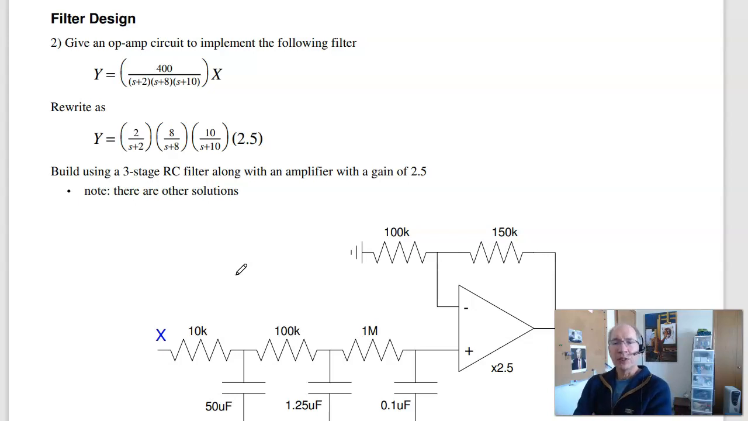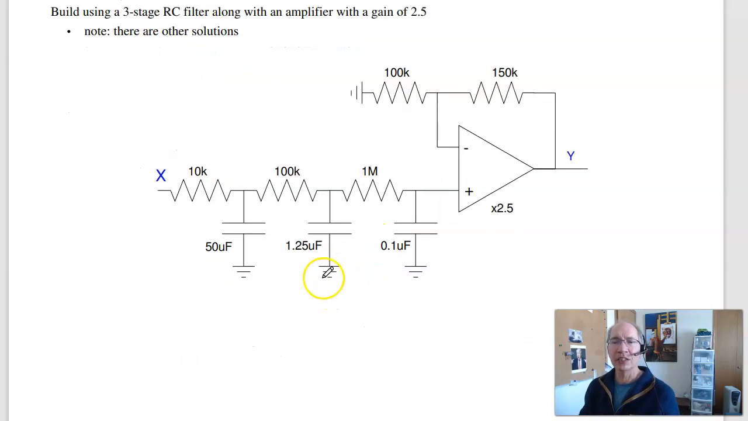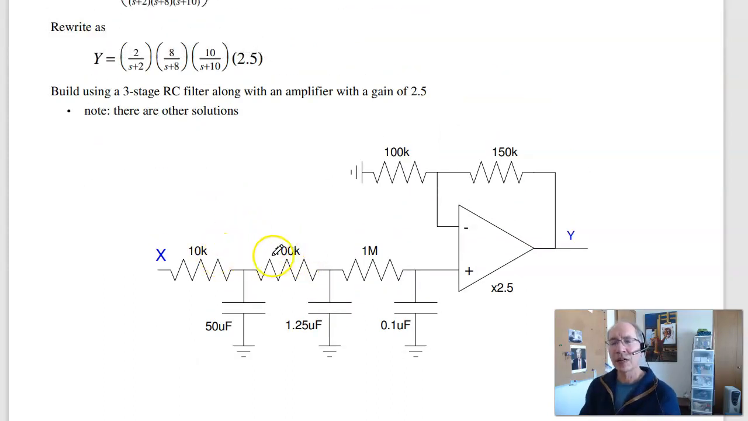Given a filter, I can build an op-amp circuit to implement it. And this is kind of like Lego building blocks. It depends upon the poles what circuit you use. If I have real poles, I can use this circuit. I've got the resistors going up by 10 times, so approximately, these are 3 separate RC filters. This one, I want to have 1 over RC is 2. Here, 1 over RC is 8.